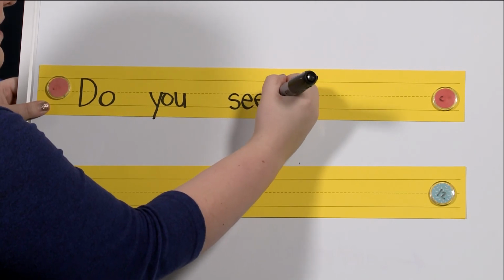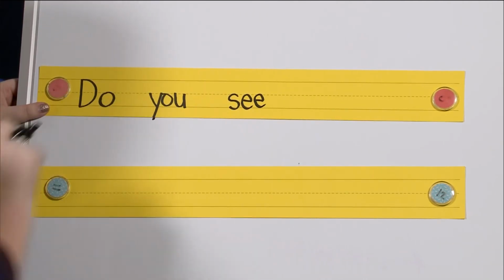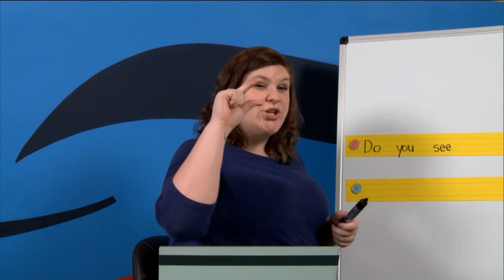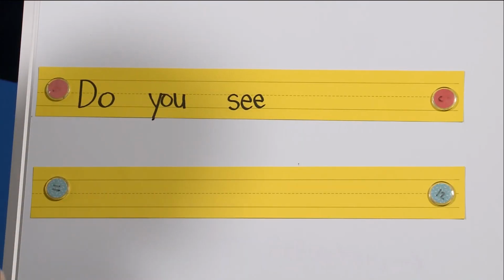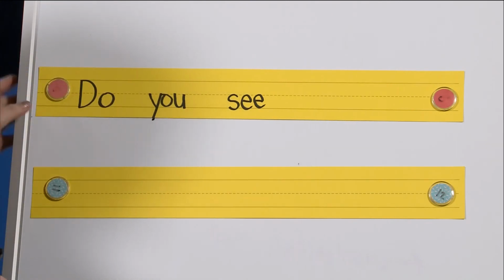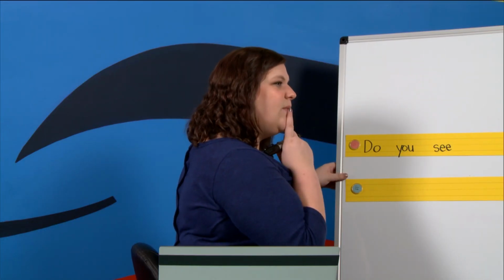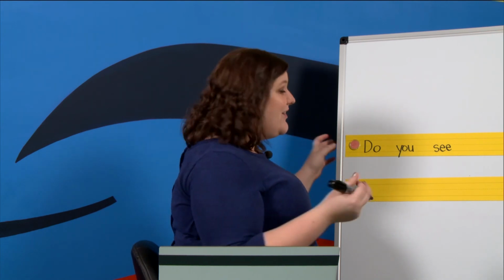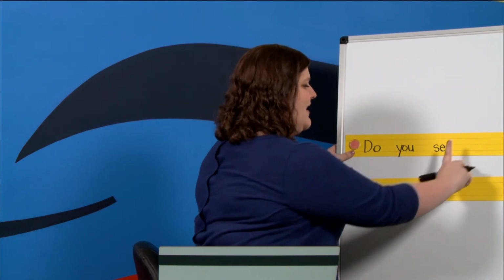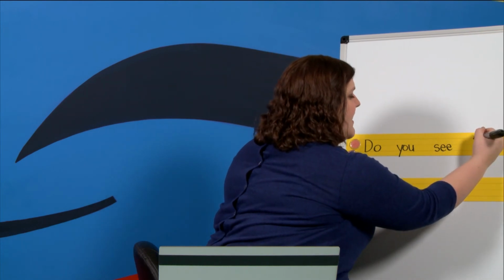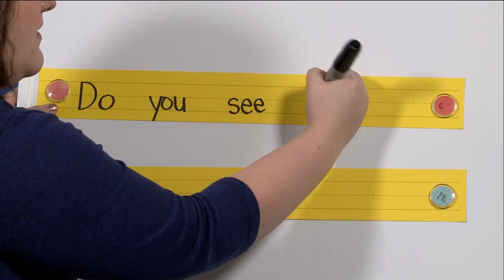See is S-E-E. So remember to put space between your words. S-E-E, all of those letters are small letters. So they're going to go between the dotted line and the bottom line. Do you see the? The. Another sight word. Oh my goodness, way to go. Let's make sure that we have space between our words and write T-H-E.